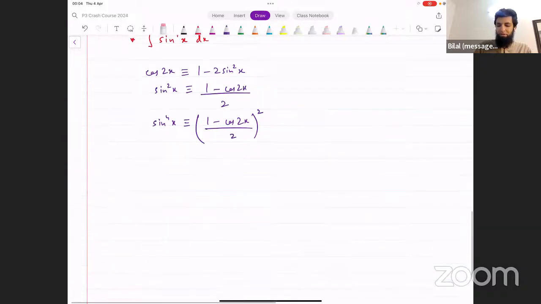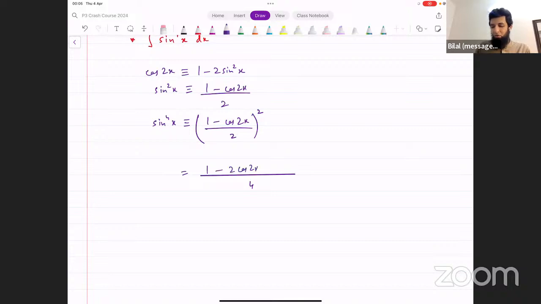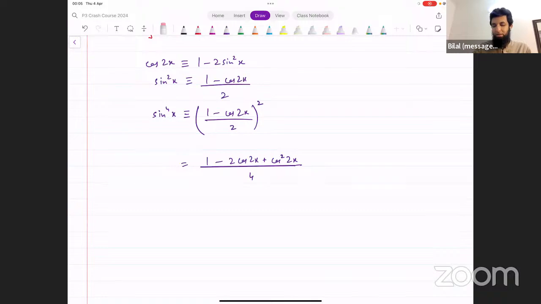It still needs to be simplified further. Let's simplify this and see what that gives us. In the denominator, we have 4, right? 2 squared is just 4. What about the numerator? In the numerator, we have a minus b whole squared. That's going to be a squared minus 2ab plus b squared. That becomes 1 minus 2 cos 2x plus cos squared 2x. That's what we get.